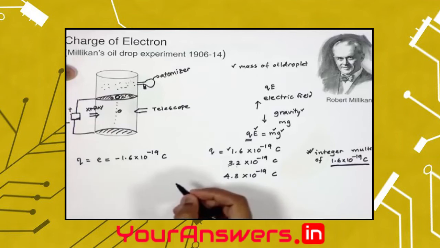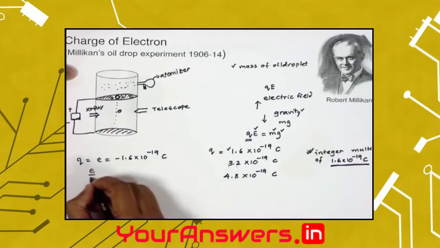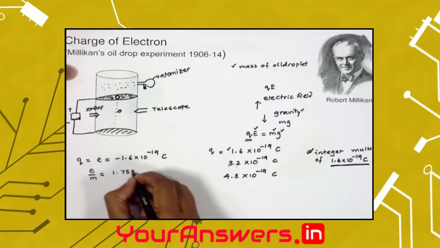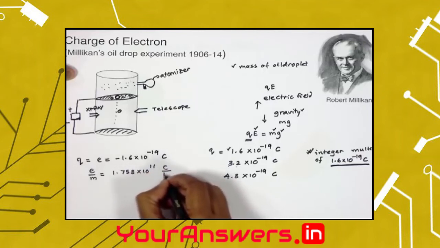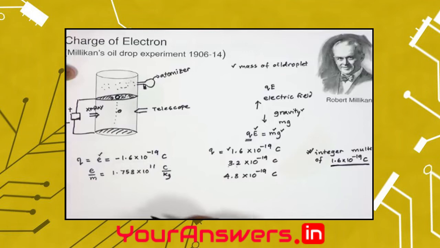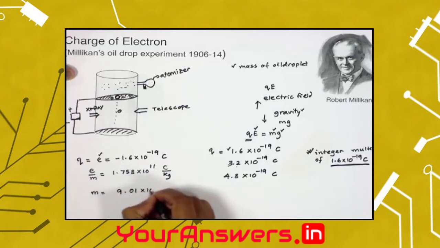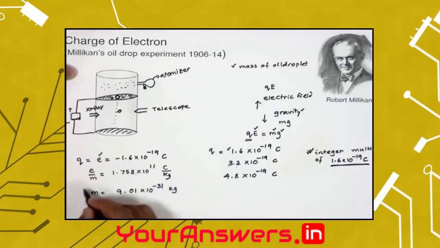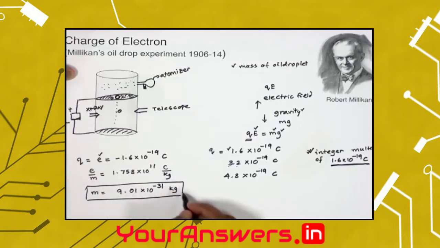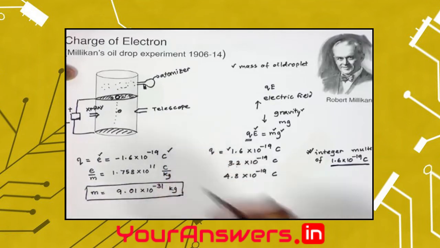From the previous experiment, that is the experiment of Thomson, we had an estimation of e by m as 1.758 into 10 to the power 11 coulomb per kilogram. Now, we have an estimation of e, and we have an estimation of e by m. From these two equations, I can get the value of m, which is 9.01 into 10 to the power minus 31 kilogram, which is now the mass of this fundamental particle, which has a negative charge of this value, 1.6 into 10 to the power minus 19, and this particle we called electron. If you look at the mass of this electron, it turned out that it is several thousand times smaller than the smallest atom that was known, that is the hydrogen atom.